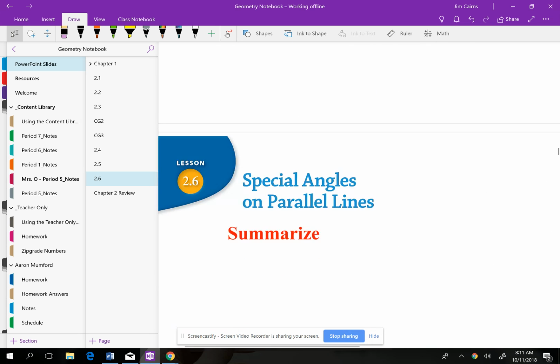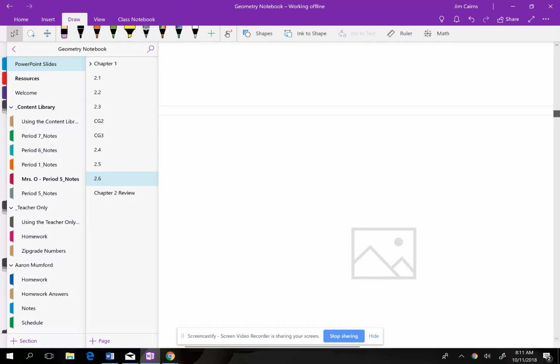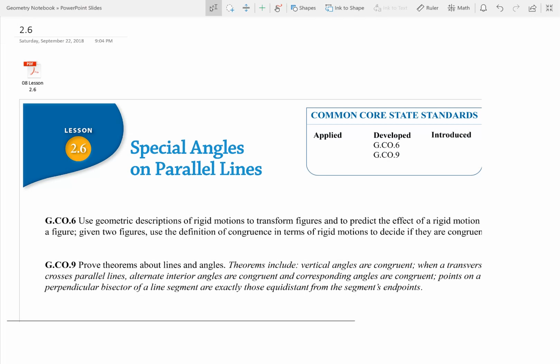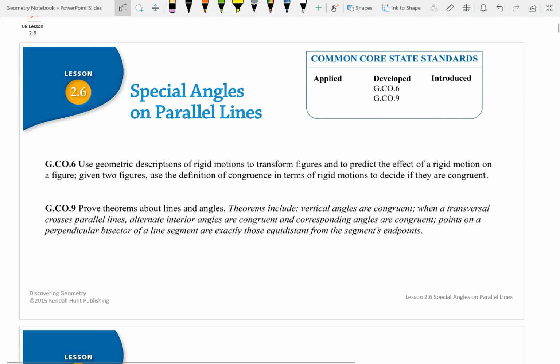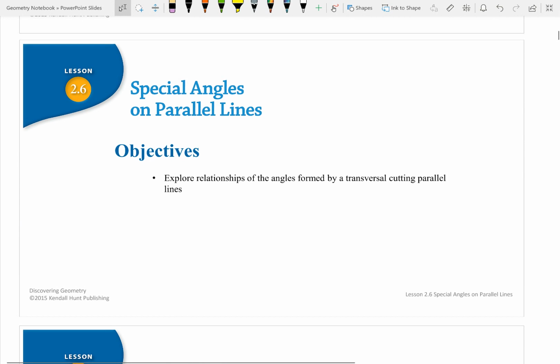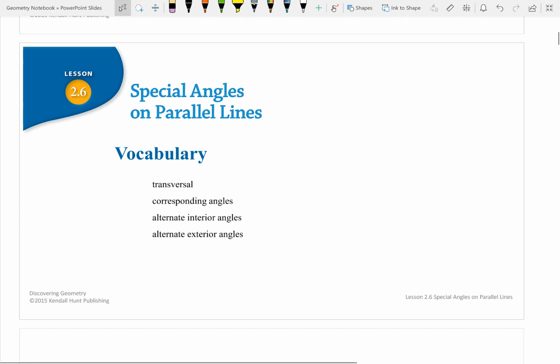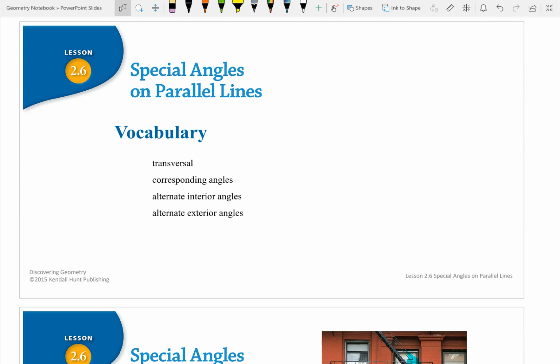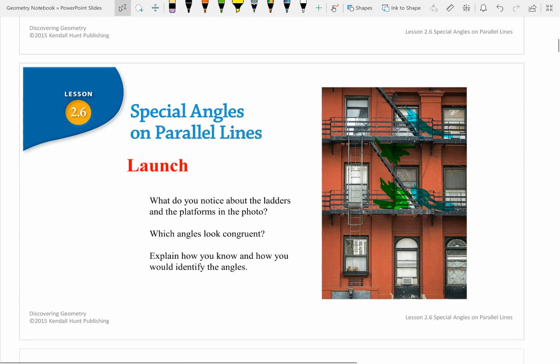Okay, so here we go, lesson 2.6. Okay, so we're going to explore today relationships of angles formed by a transversal cutting parallel lines. And the vocabulary words that should be in your notebook by the end of the lesson are transversal, corresponding angles, alternate interior angles, and alternate exterior angles.